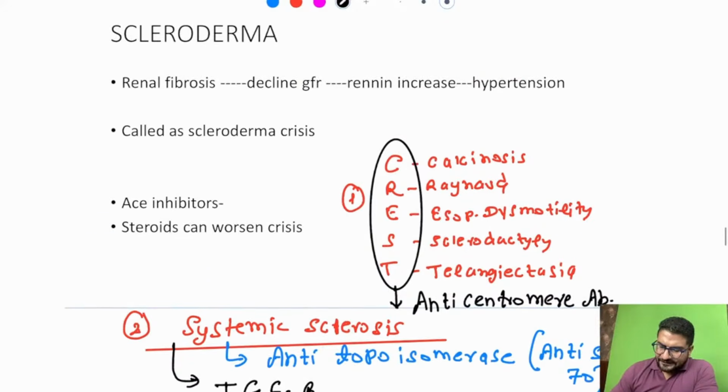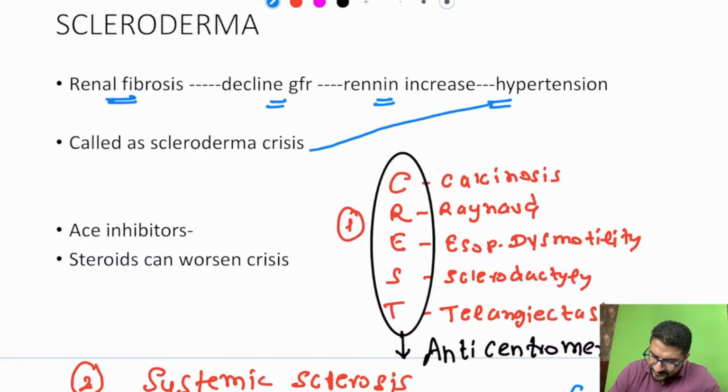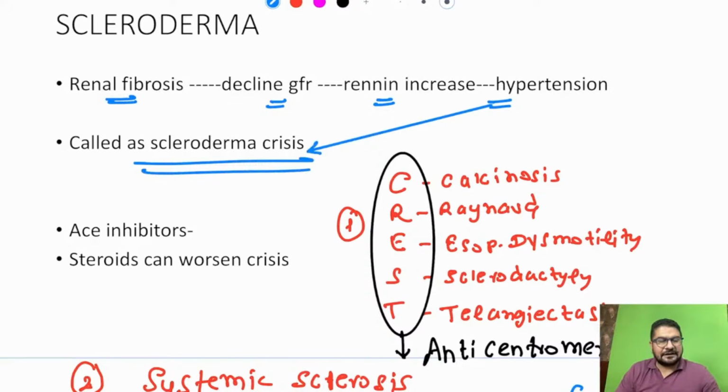So let's understand this. You can see fibrosis in the kidney. Then the patient will have a decline in GFR, कम हो जाएगा, renin बढ़ जाएगा, so the patient will have high BP. And sometimes this patient will come to you with very high BP. So what we call this, when BP is very high, this hypertension can become very severe. We call this scleroderma crisis. So understand this thing, in a crisis normally in hypertension we give IV drugs, लेकिन इसको आपको treatment कैसे करोगे? We will give high dose oral ACE inhibitors. याद रखना इस crisis में steroid नहीं देते.